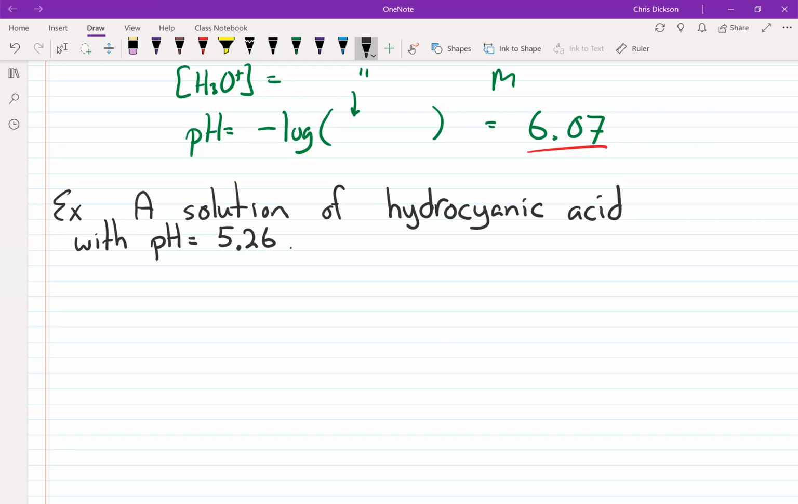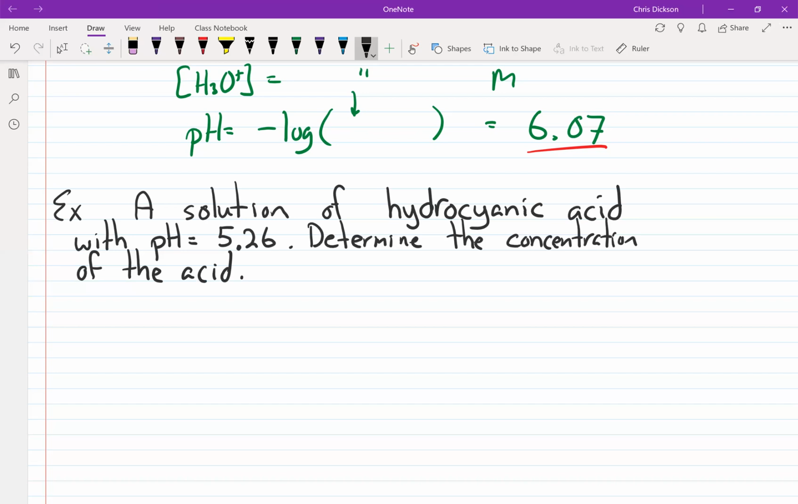And what you're going to be asked is to determine the initial concentration of the acid. So sometimes the question will just say determine the concentration of the acid. Okay, so we got to be careful with this because there's several concentrations we'll be able to determine from this. We want to make sure we calculate out the correct one. So when we talk about the concentration of the acid, we're saying its initial concentration before it ionized.